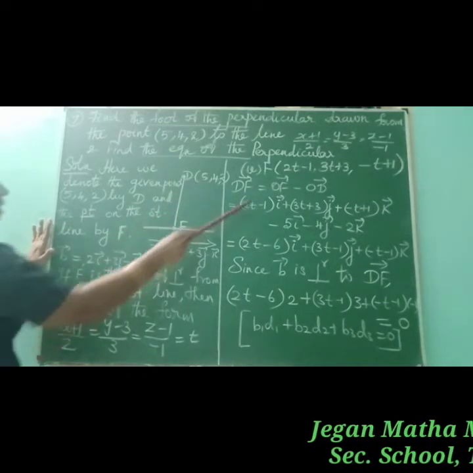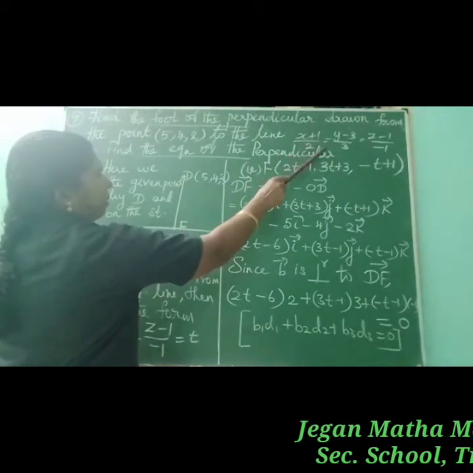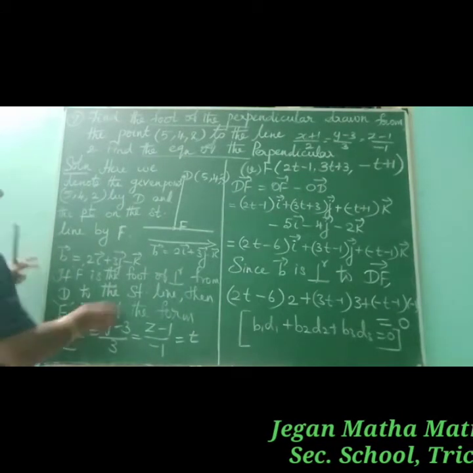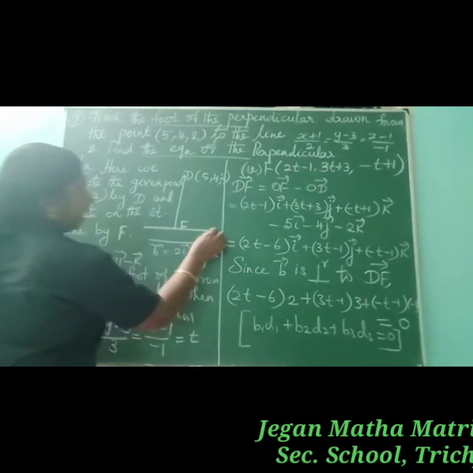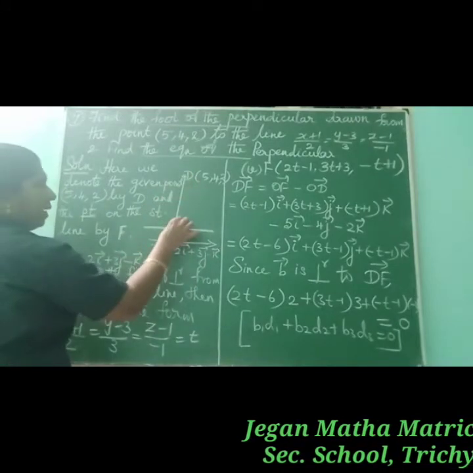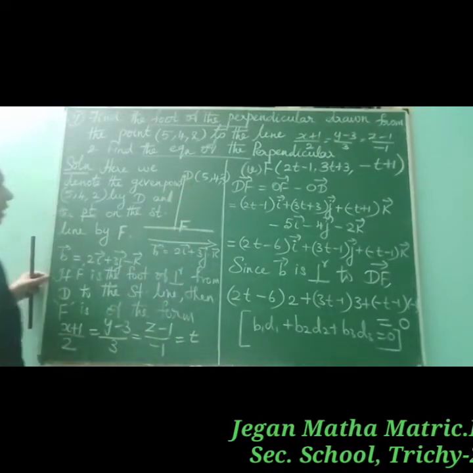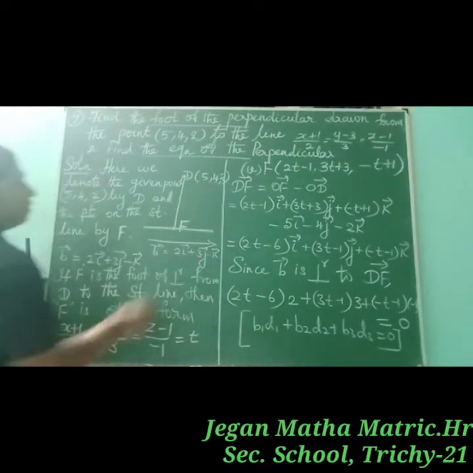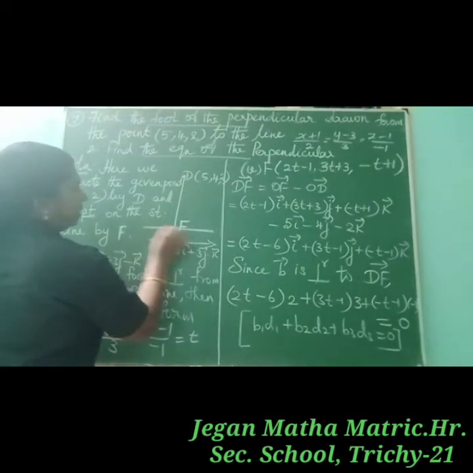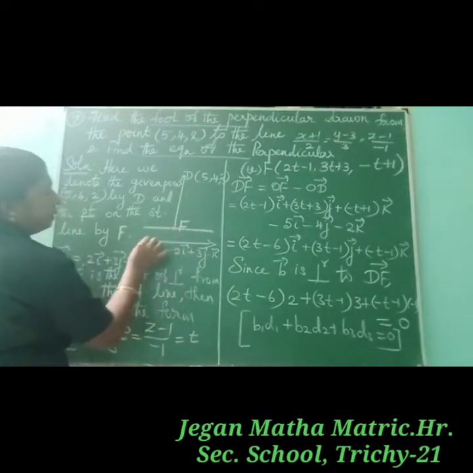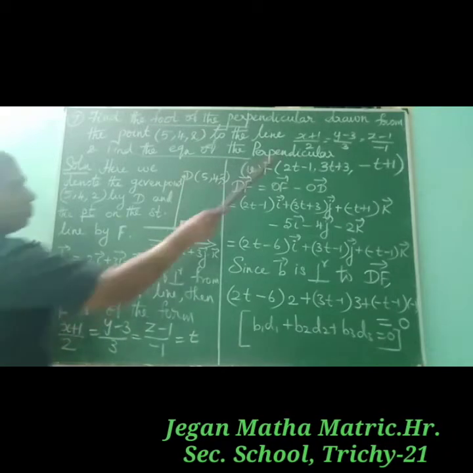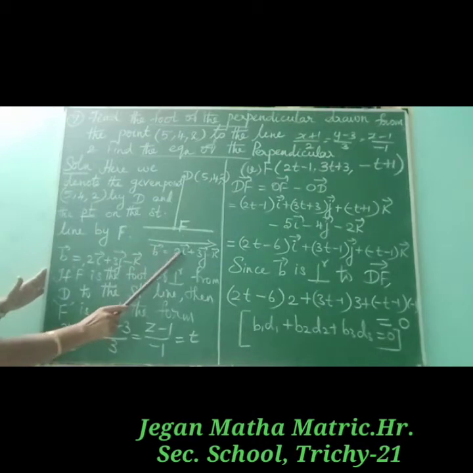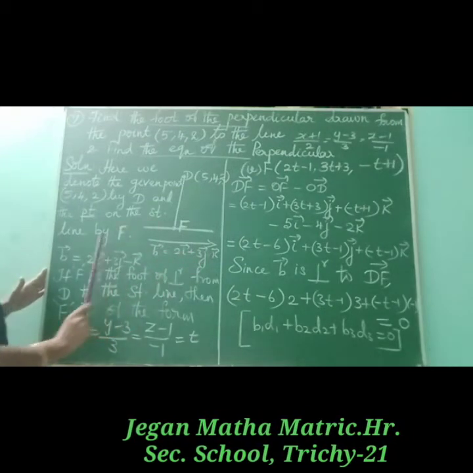The equation of the straight line is given as (x + 1)/2 = (y - 3)/3 = (z - 1)/(-1). That is the equation of the straight line. The foot of the perpendicular point we are denoting as F. So if the equation of this line is given, any straight line parallel to this line can be represented as a parallel vector 2i + 3j - k. So the b vector equals 2i + 3j - k.